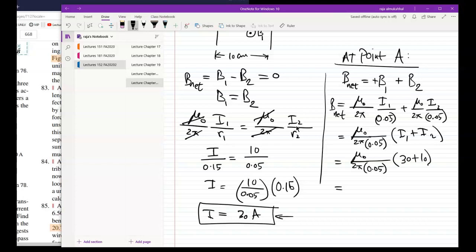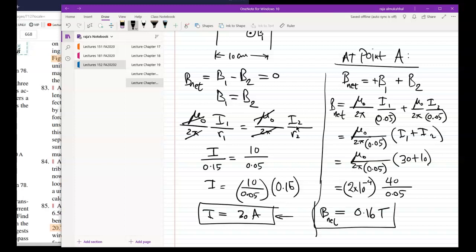I just calculate that. That's giving me 2 times 10 to the negative 4, times 40 over 0.05. I can do this in one shot. So that's going to be 2 times 10 to the negative 4 times 40 divided by 0.05. Answer, I got 0.16. I hope I didn't make any mistake. 0.16 Tesla. So that's the net magnetic field.